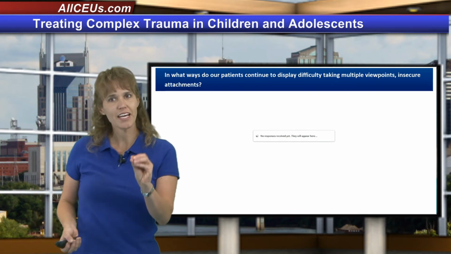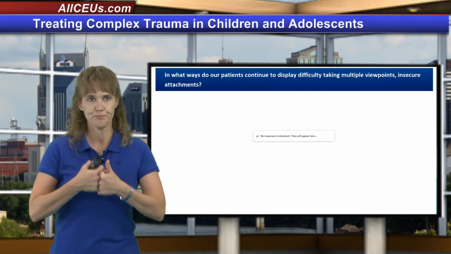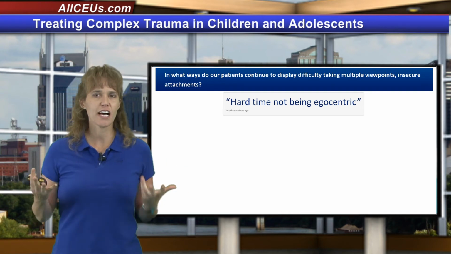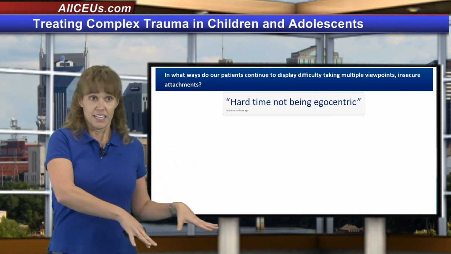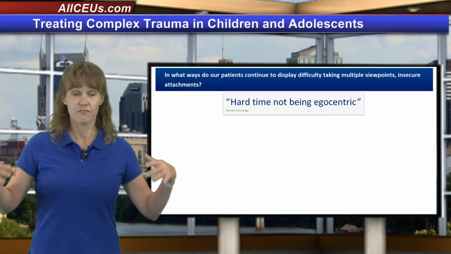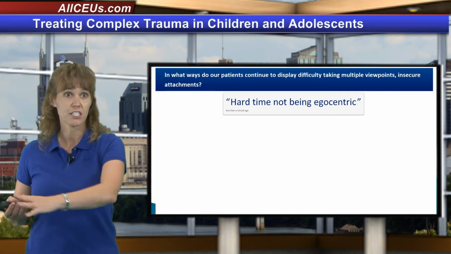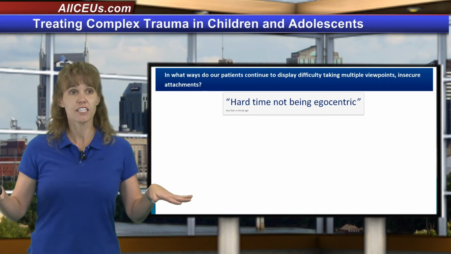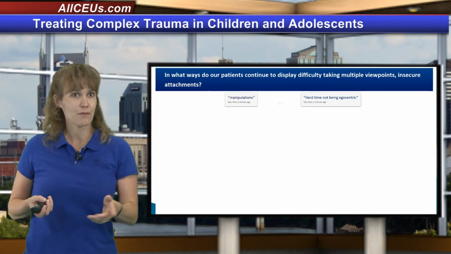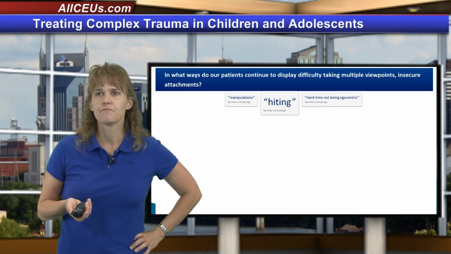So, in what ways do our patients continue to display difficulty taking multiple viewpoints or their insecure attachments to other people? They have a hard time not being egocentric. As children, the world revolved around them. Their thinking was black and white, very dichotomous. And so sometimes they may have a hard time if they were never taught to look at multiple viewpoints, or if they failed to develop their cognitive skills to that stage, they may have a hard time understanding that your spouse comes home and is in a crappy mood because traffic was bad. And guess what? It has nothing to do with you.